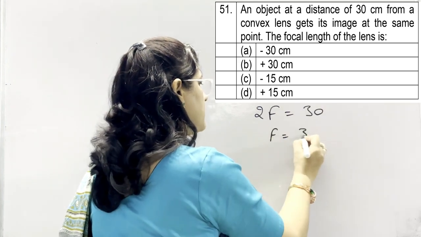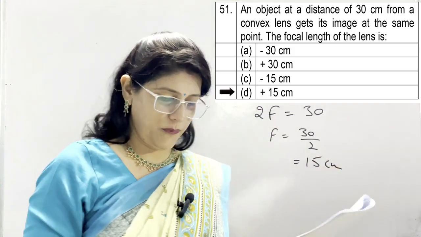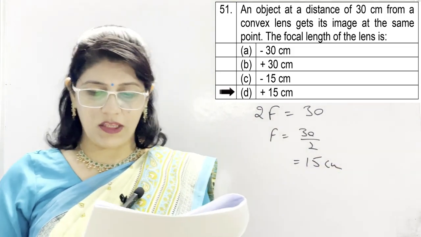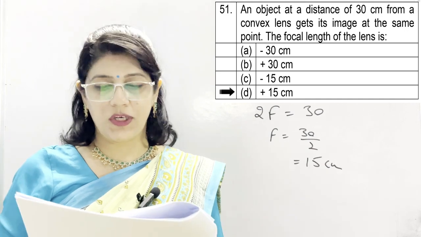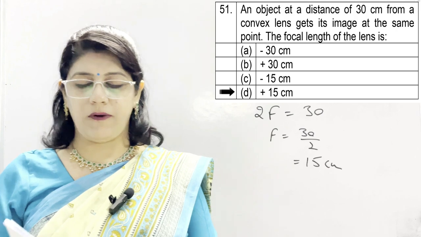So it means focal length is equal to 30 upon 2. It means 15 centimeter. It is a convex lens, so focal length is positive. So correct option is option number D, which is +15 centimeter.